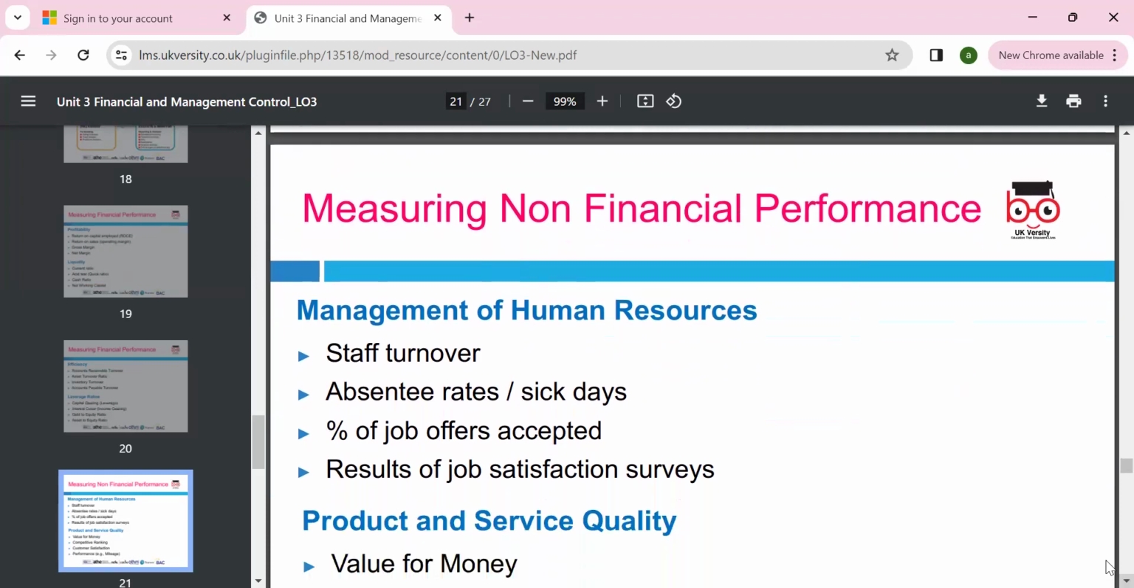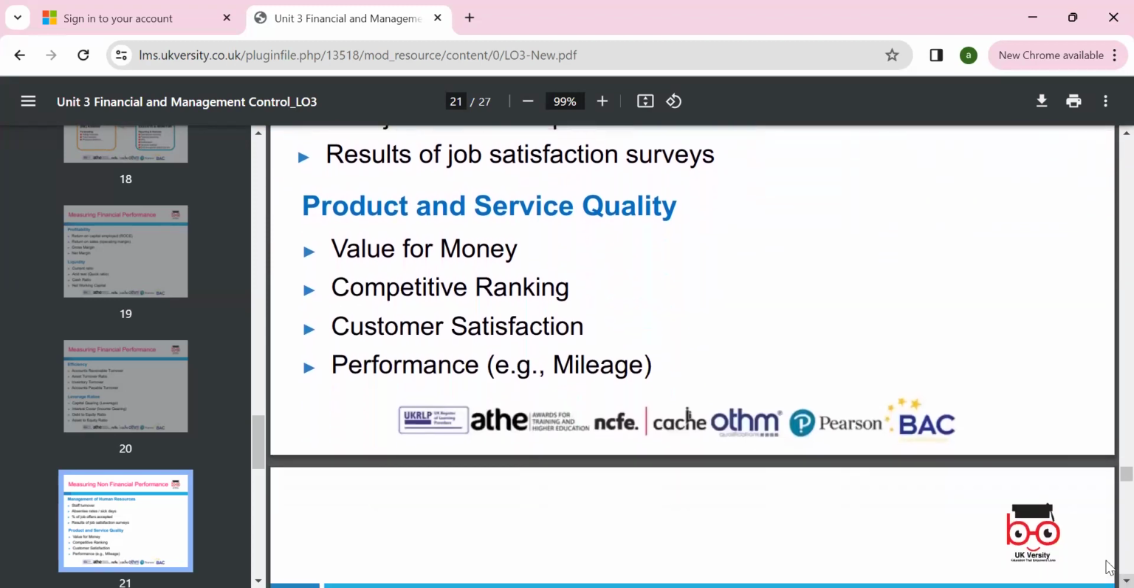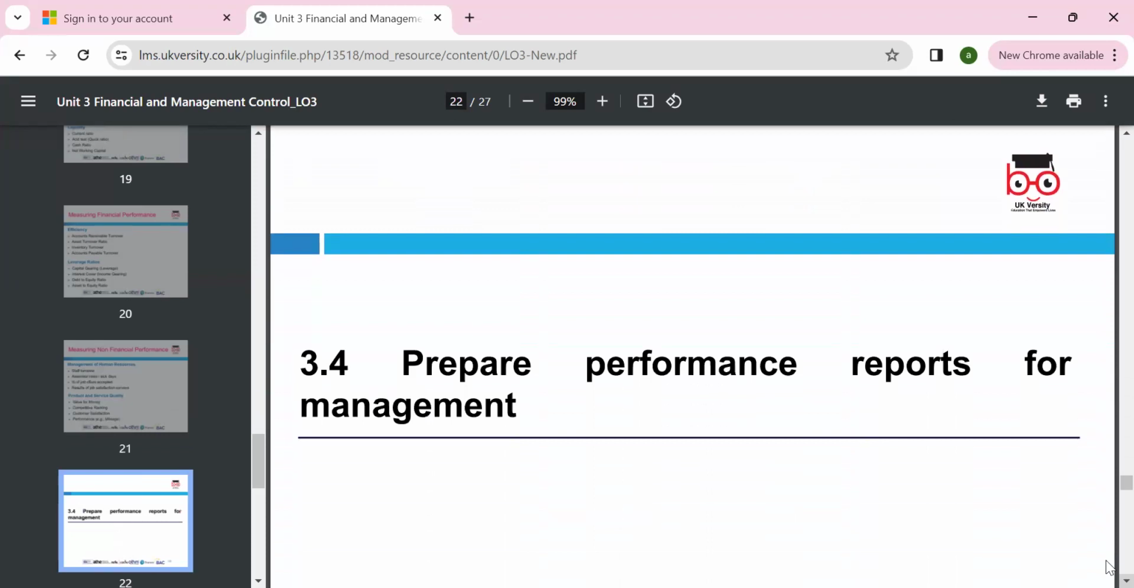The non-financial measures are also important. The balanced scorecard is not only focused on the financial, but also looks at the non-financial, according to Kaplan and Norton, which we can focus on. The management of human resources covers staff turnover, the absentee rate, sick days, percentage of the job offered and acceptance, and the result of the job evaluation survey. Then product value for money, value engineering, competitive ranking, customer satisfaction, performance mileage. And then we have 3.4, which we can look around, prepare the performance reports to the management.